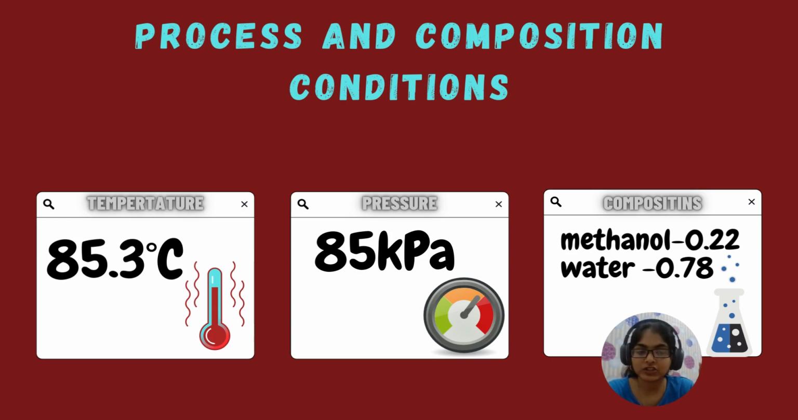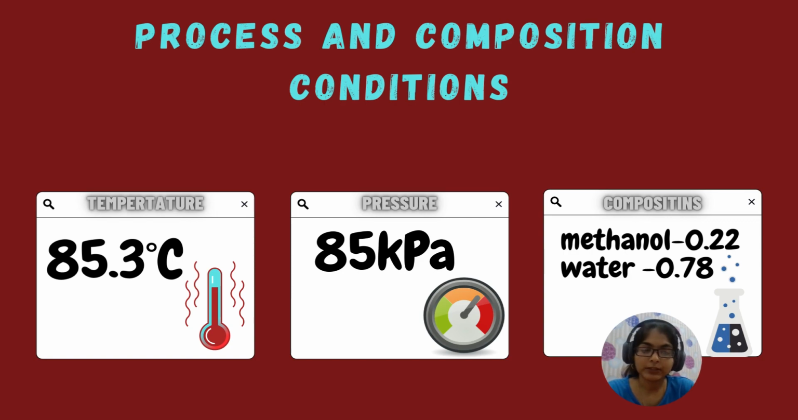The operating pressure is set to be 85 kilopascal. It is because we searched in Google, and mostly in industrial usage for flash separators, they maintain the pressure equivalent or below 85 kilopascal, which is reasonable for both fluids, methanol and water.